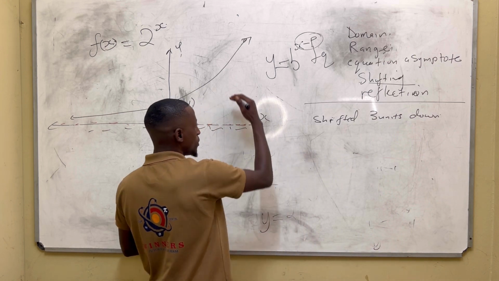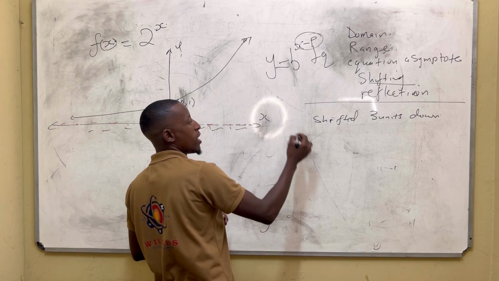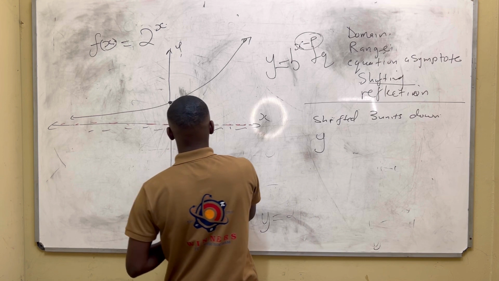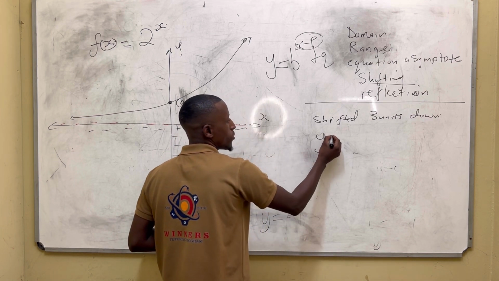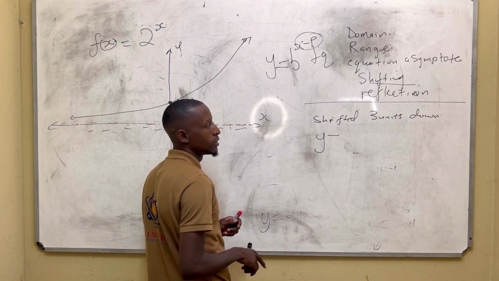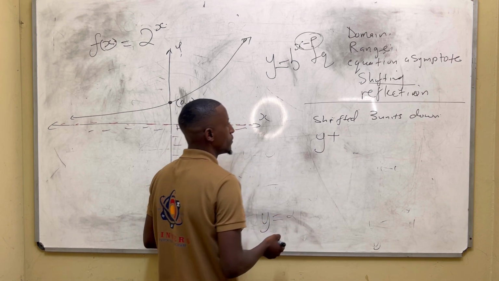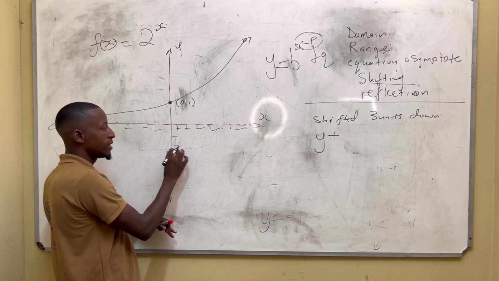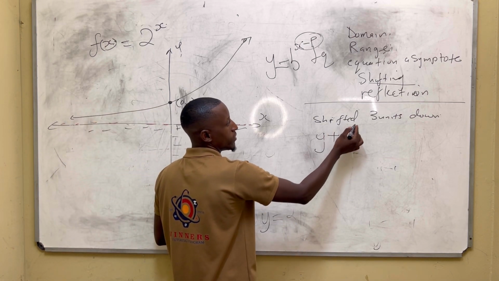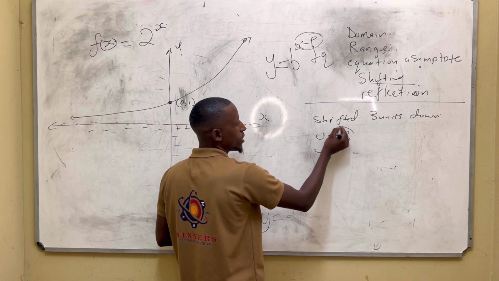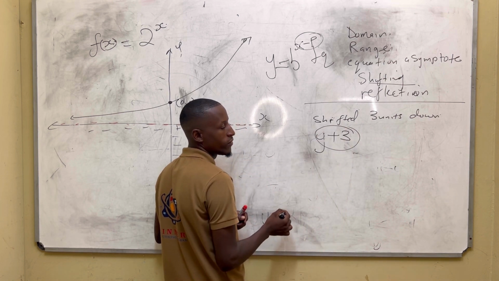Shifted 3 units down. Shifting it down or up affects the y values. But down, you find the negative sign. Then here you're going to put the opposite, which is going to be the positive. Remember, I shifted down, you find the negative, you do the opposite, which is positive. Then you write the value that it shifted with, then you substitute it wherever there is y.